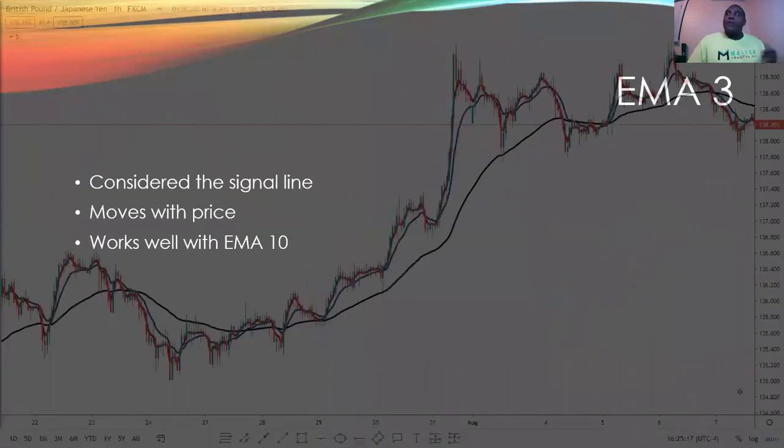So we went over the 50, the 10, and now the 3. How I look at this is the EMA 3 is like the signal line. It kind of moves with price, and so whenever it crosses the EMA 10, depending on if it's above the 50 EMA or below the 50 EMA, that would indicate whether it's a buy or sell for me. And so if I see here where the 3 EMA crossed the 10 EMA above the black line, that's my indication to buy.